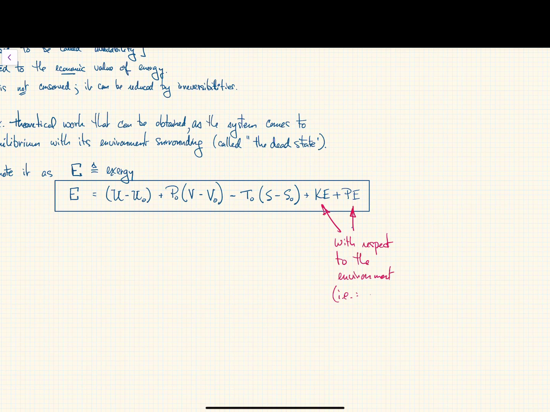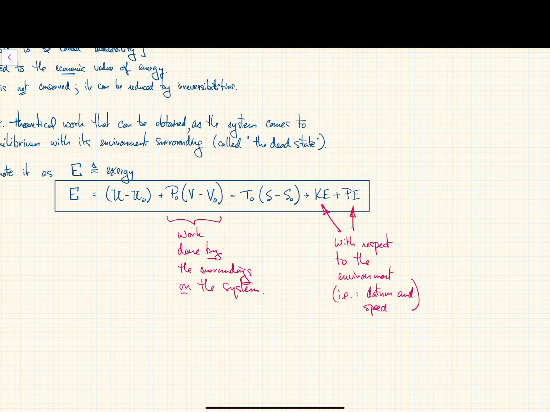Note that the kinetic energy and potential energy terms in the definition of exergy here are with respect to the environment itself. So for example, planet Earth is moving, but if that's our environment, then the kinetic energy is defined by the relative speed of our system relative to planet Earth. And if we're on a different system that's moving, it would be with respect to that environmental system. Similarly, with the potential energy, we have to define a datum around which we're going to define the exergy.